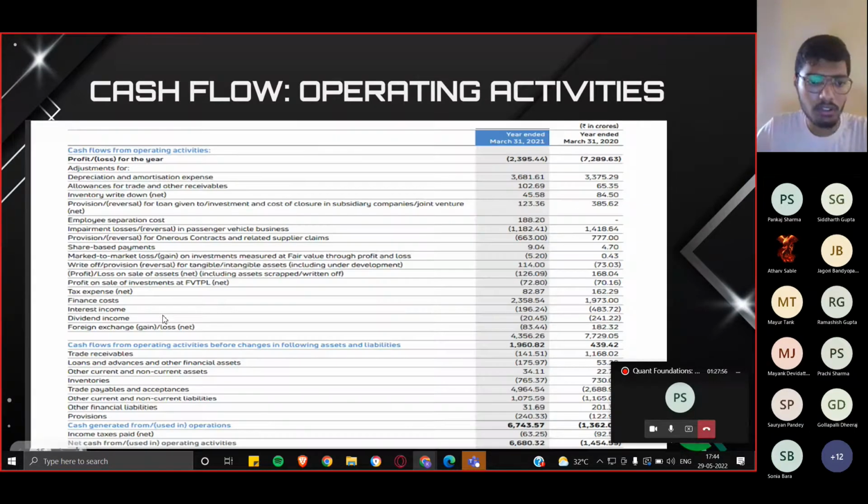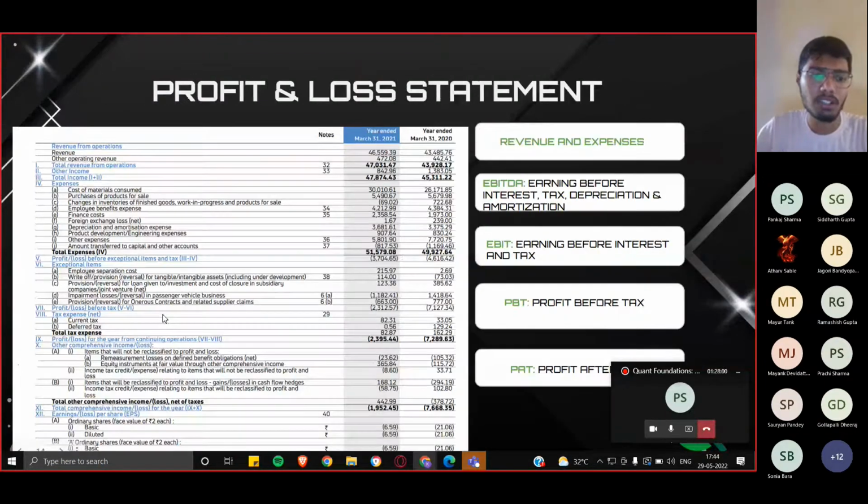Then impairment losses. Impairment losses are the same as write-off. It's kind of the same in passenger vehicle businesses, but impairment losses are related to the core assets of that company.